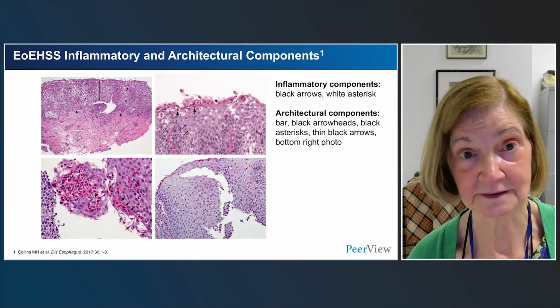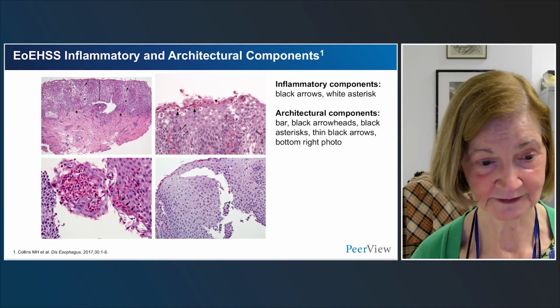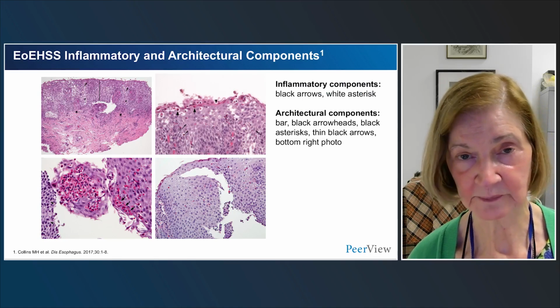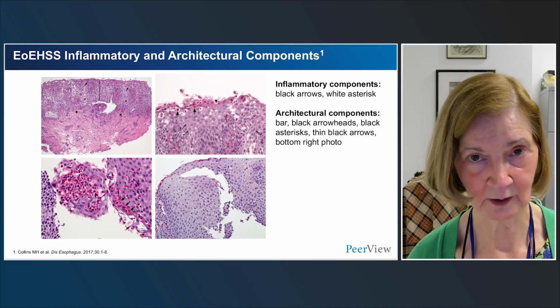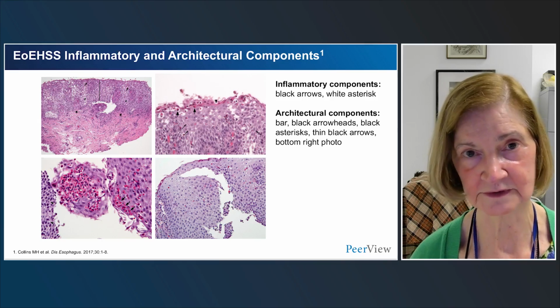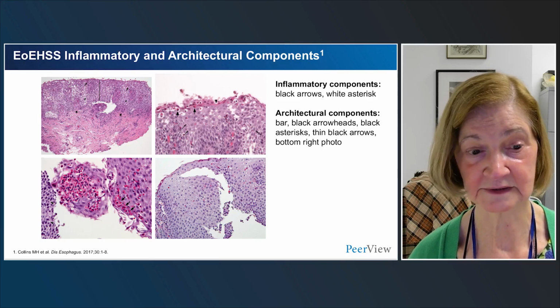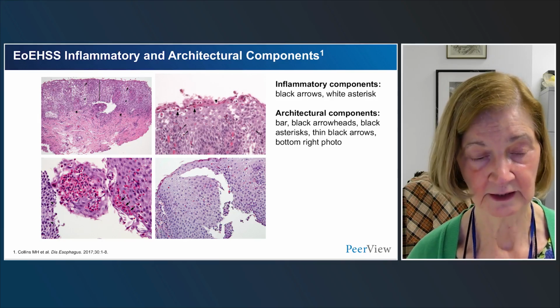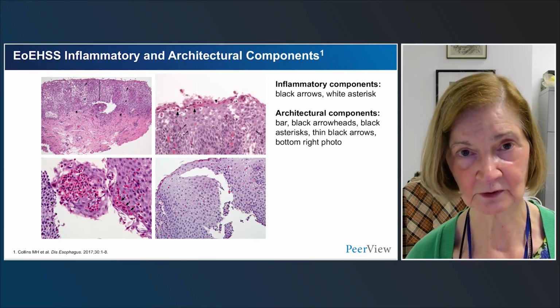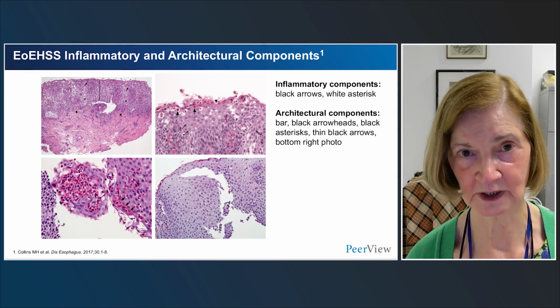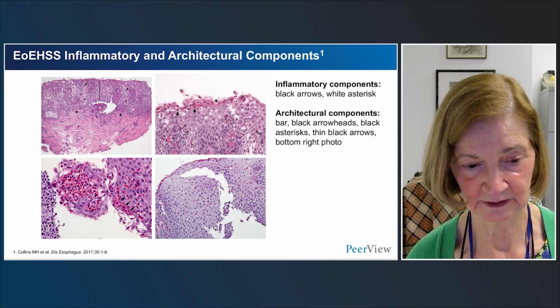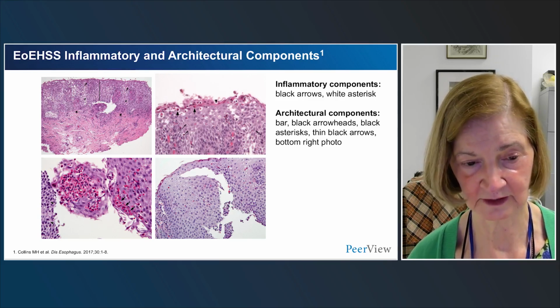And here it is, and here are the abnormalities. In the lower left panel, there's a high-power view of eosinophils. They are not difficult to recognize in biopsies and tissue sections. They have a very distinct appearance. They have bright red granules in their cytoplasm, which you can see in the photograph there.